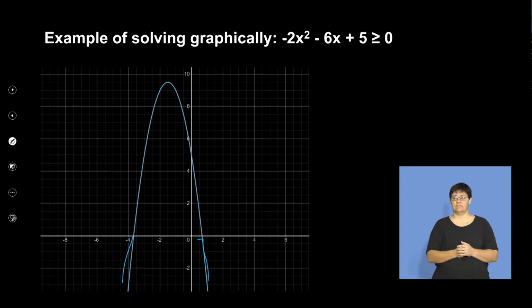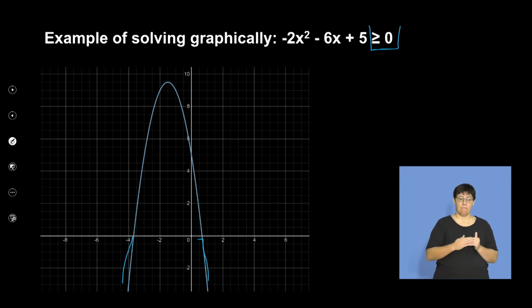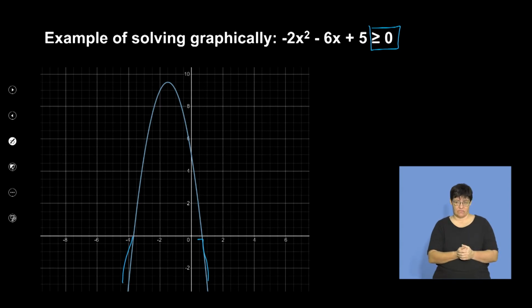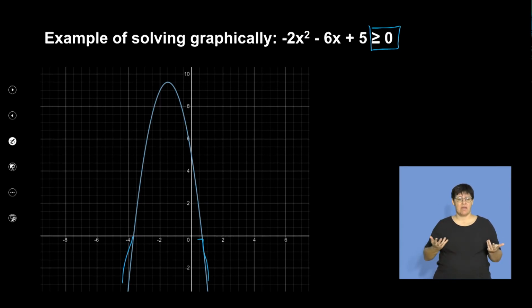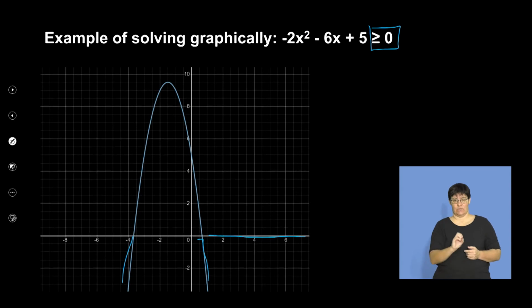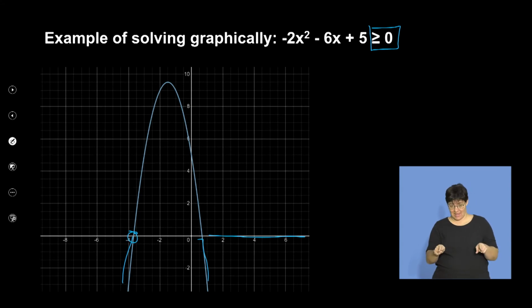But if I now make it greater than or equal to 0, it means that 0 is part of the solution. And where is this 0? It is 0 on the x-axis, right? So at this point and at that point, that's where my solution is.